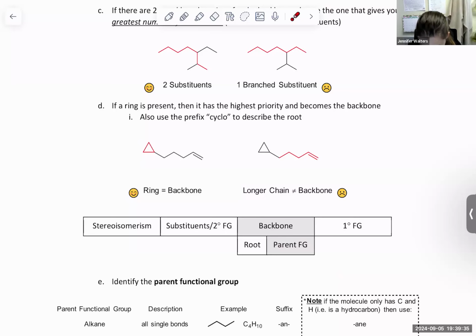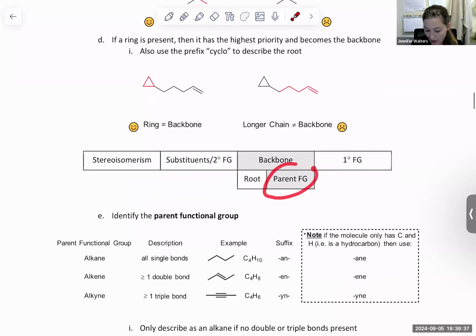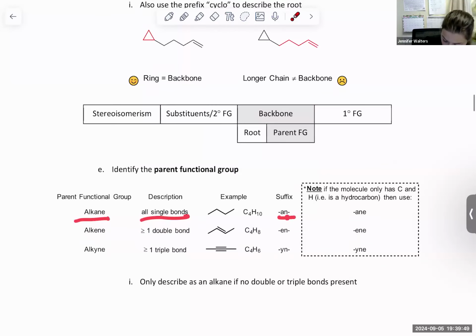All right, so now I have my backbone. Now I need to figure out my parent functional group. My parent functional group determines the bonding in my backbone. So it's still modifying my backbone. It's saying, what type of bonds do I have? If I have all single bonds, I am the alkane, and then I'm going to take the AN or ANE suffix. If it's an alkene double bond, I'm going to use the EN or ENE. Alkyne, I'm going to use that YN or YNE.